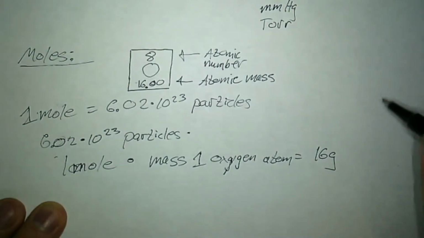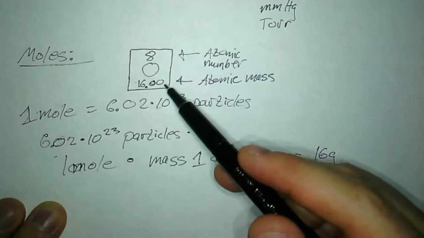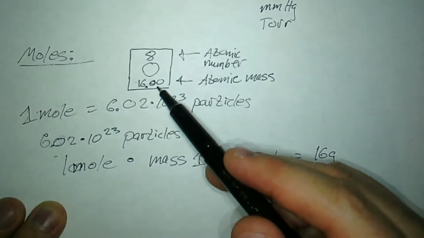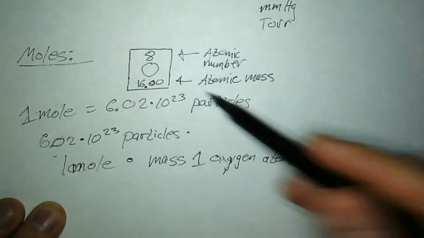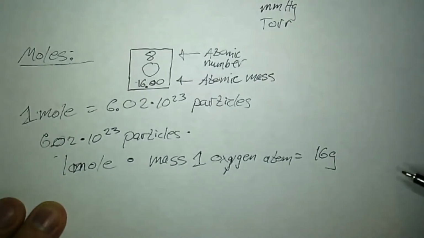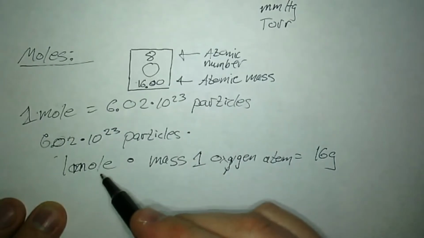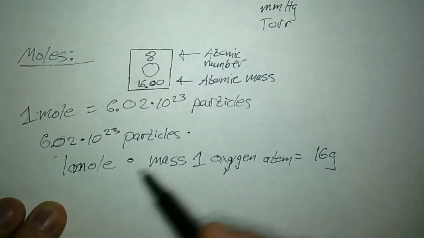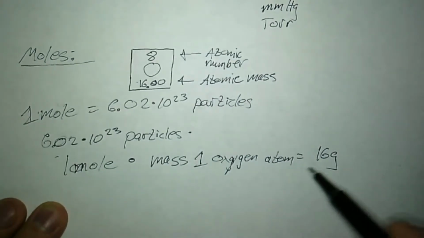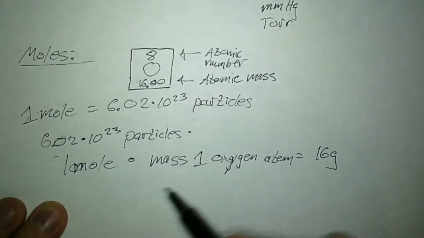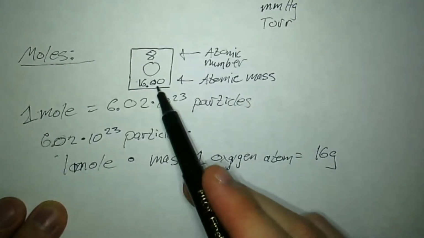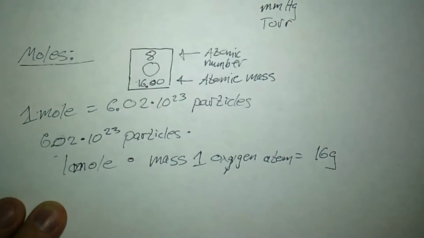Now, why do I get 16 grams? And I'll tell you, it's not just coincidence that 16 grams and the atomic mass of oxygen is 16. Whenever I multiply the 1 mole by the mass of 1 oxygen atom, I will get its atomic mass in grams. So that's why it's a special number. So it works for anything.